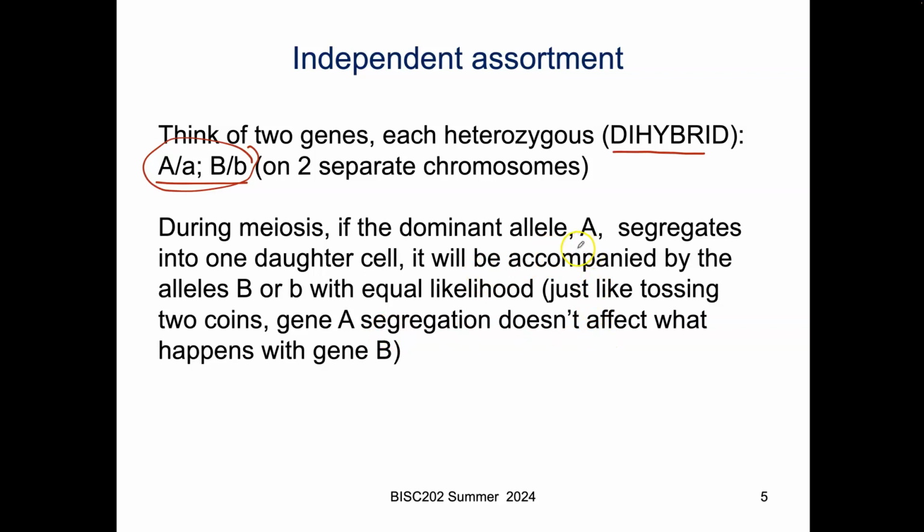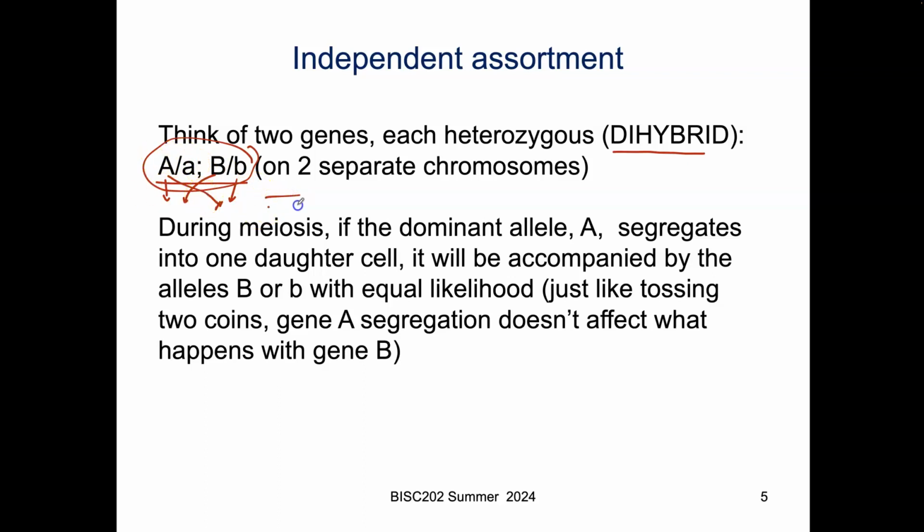Yeah, and so the idea is if there's a gamete formed and it gets the dominant A allele, 50% of the time it should get the dominant B allele with it, but the other 50% of the time it should be combined with the recessive B allele, and there should be no preference for any one of these combinations. These are physically separated from each other.